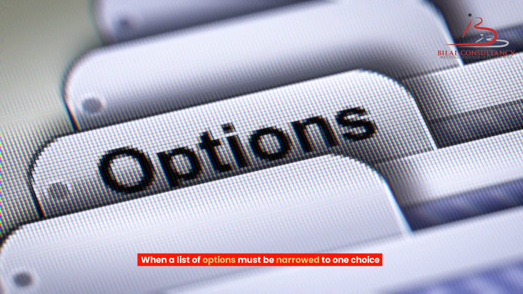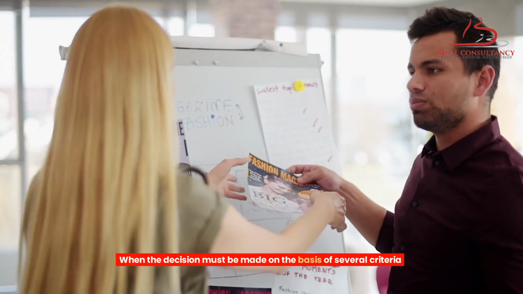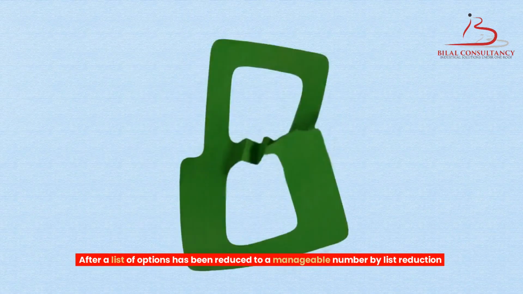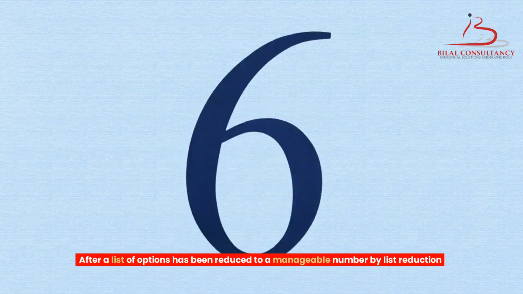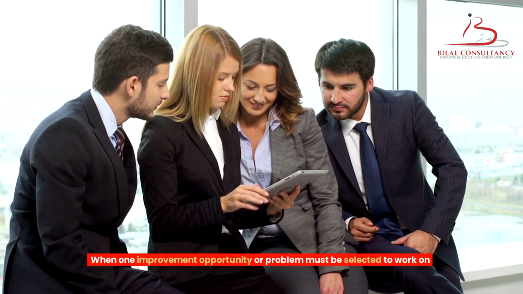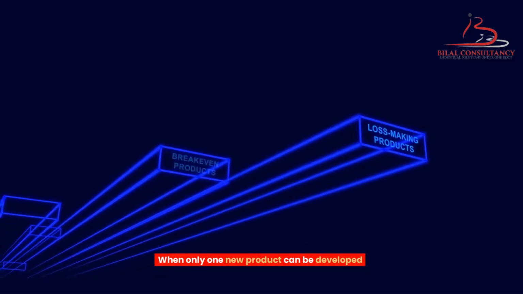When to use a decision matrix? When a list of options must be narrowed to one choice. When the decision must be made on the basis of several criteria. After a list of options has been reduced to a manageable number by list reduction. Typical situations are: when one improvement opportunity or problem must be selected to work on. When only one solution or problem-solving approach can be implemented. When only one new product can be developed.